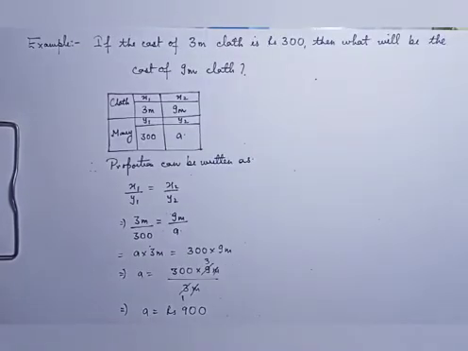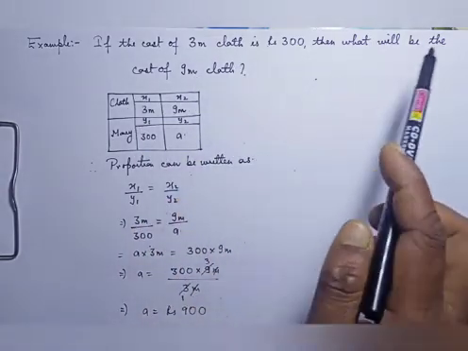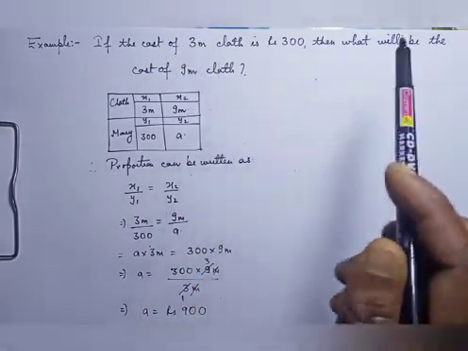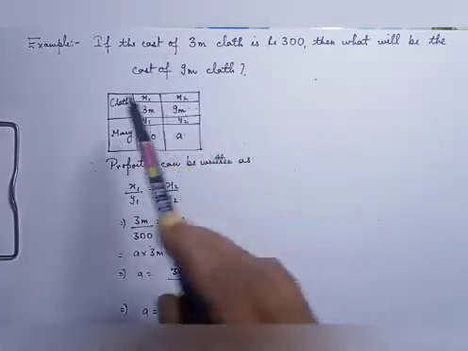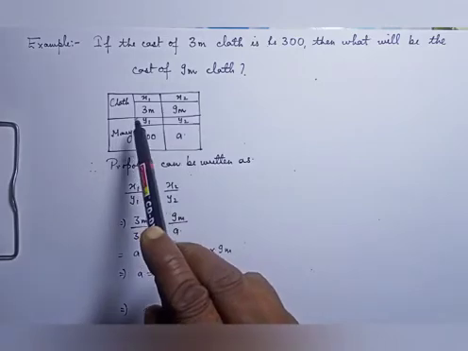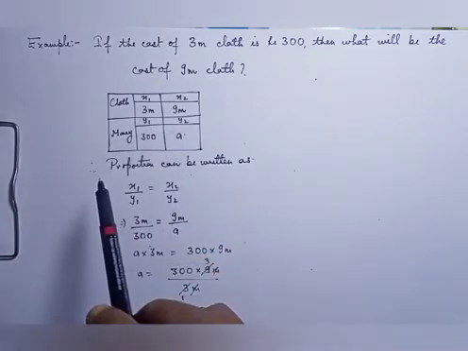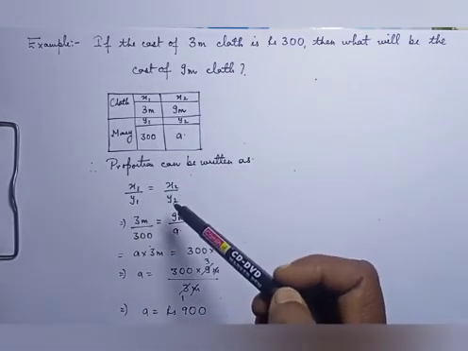Let us see some examples to make your concept more clear and how we are going to face problems related to direct variation. If the cost of 3 meters of cloth is rupees 300, then what will be the cost of 9 meters of cloth? So over here you have to write the given numbers in proportion. We can write the proportion as x1 upon y1 is equal to x2 upon y2.